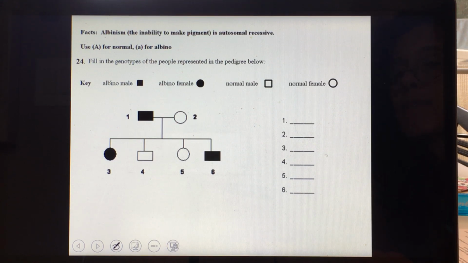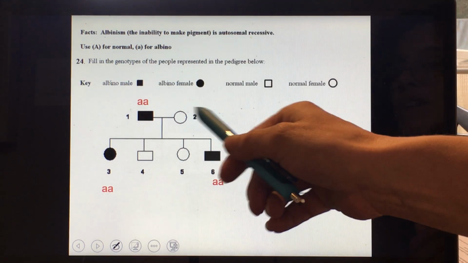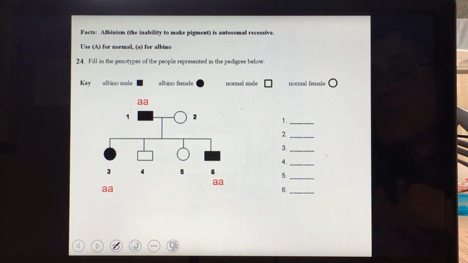So if we look at this pedigree, and we know that all of the ones that are filled in have albinism, we would want to label those first. So all of the albino individuals would be little a, little a. Now, the trick is to figure out all of the individuals who do not have albinism. And remember that when you're doing pedigrees, you don't necessarily want to go in order. You want to do the easy ones first.